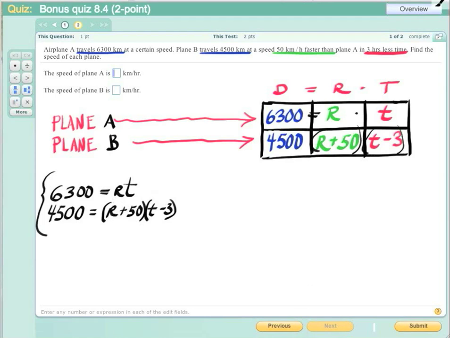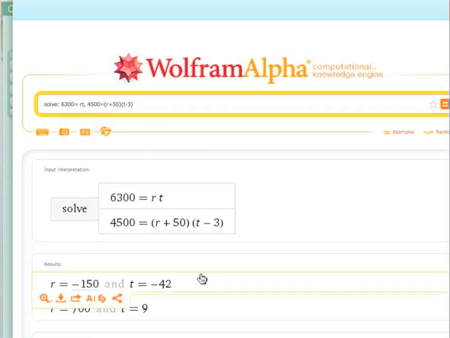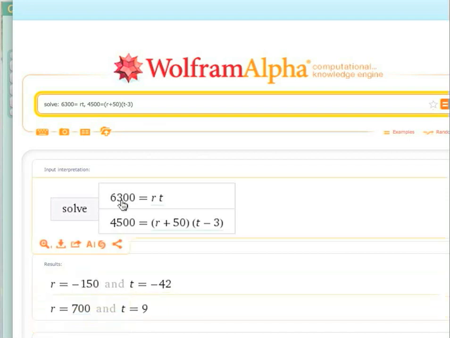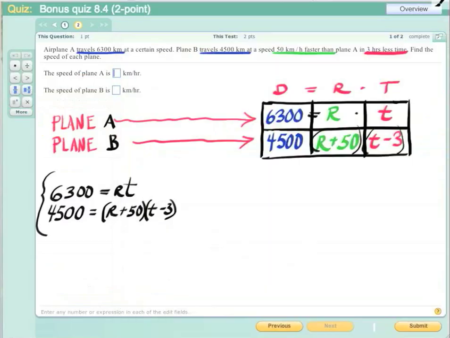And so I typed that in, and sure enough, it came up with two answers. One in which time is negative, and that does not make sense, and one in which time is equal to 9 hours. That forces the r to be 700 kilometers per hour, and that's the same answer that we found over in the spreadsheet. So the question is, how do we do this in terms of chapter 8?